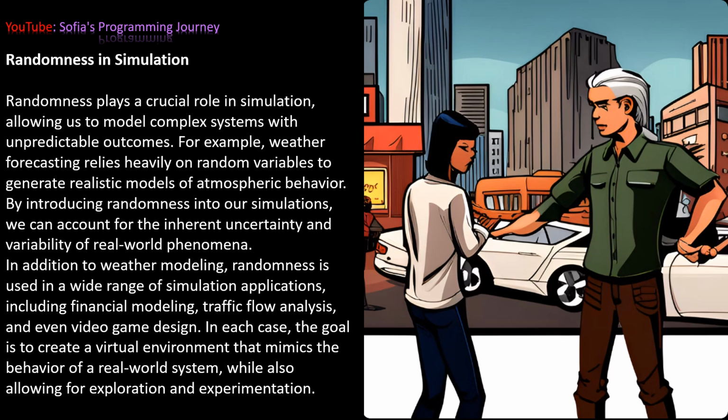Randomness in simulation. Randomness plays a crucial role in simulation, allowing us to model complex systems with unpredictable outcomes. For example, weather forecasting relies heavily on random variables to generate realistic models of atmospheric behavior. By introducing randomness into our simulations, we can account for the inherent uncertainty and variability of real-world phenomena.